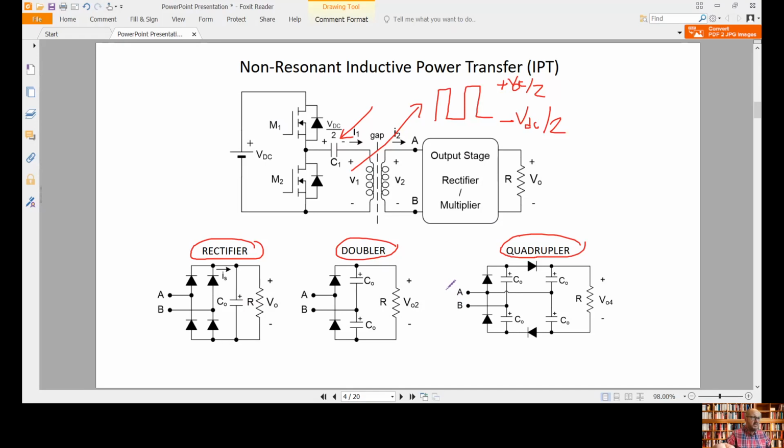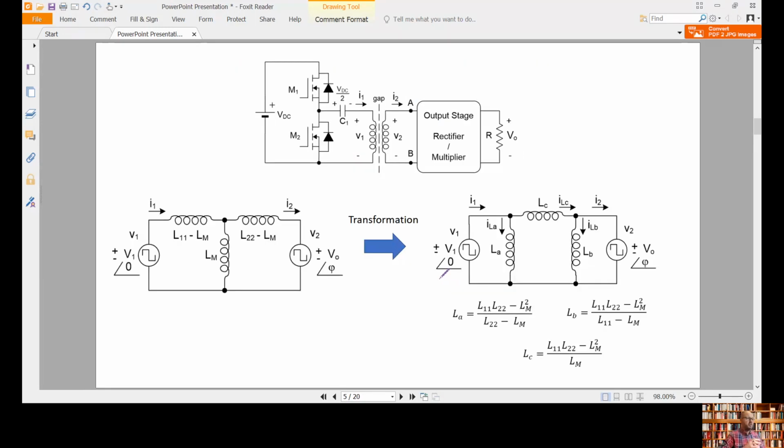Okay, so this is the idea: if we can use this type of non-resonant circuits in IPT systems. In order to study this, to facilitate the analysis, instead of using the T-type equivalent circuit that we have seen at the beginning of this presentation, we are going to do a transformation and obtain the equivalent P-type circuit with these 3 inductances, LA, LC, and LB.